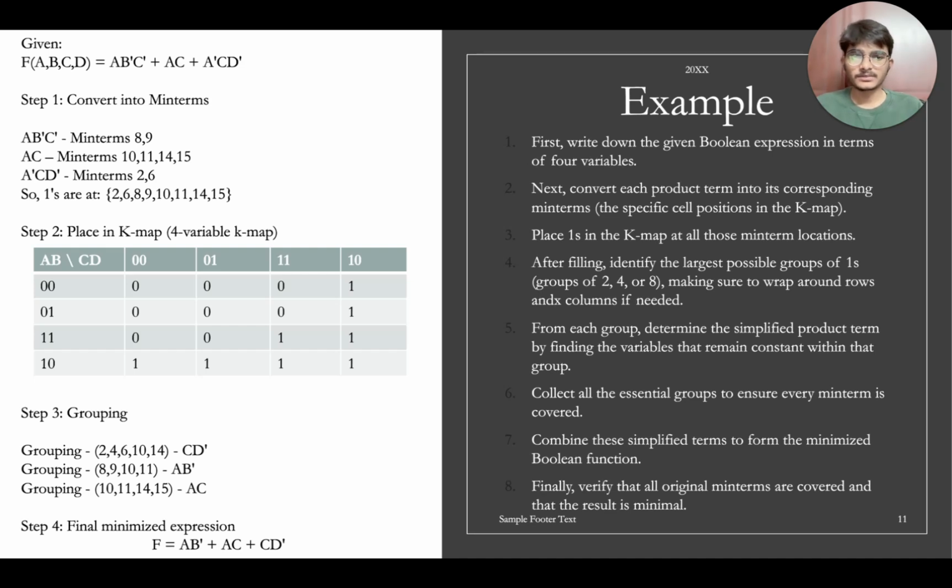From each group, determine the simplified product term. By grouping them, we need to simplify the product terms, and we need to convert all the essential groups to ensure every minterm is covered. Combine these simplified product terms to form the minimized Boolean function. After getting all these terms from the table, we combine them to get the output, which is a simplified version of the given input. So we get the output f equal to AB complement plus AC plus CD complement. It may differ in form from the given function, but it is simpler.